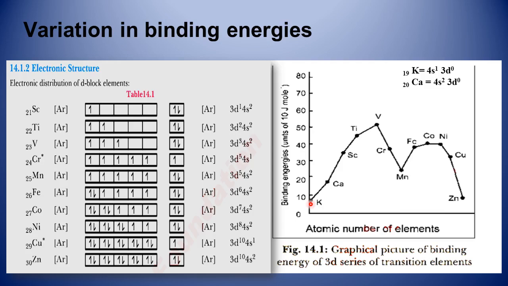Whereas for calcium, atomic number 20, the electronic configuration is 4s2 3d0. So two of these electrons can participate in the bond formation. That is why calcium can make two bonds. Therefore, the binding energy of calcium is greater than that of potassium.